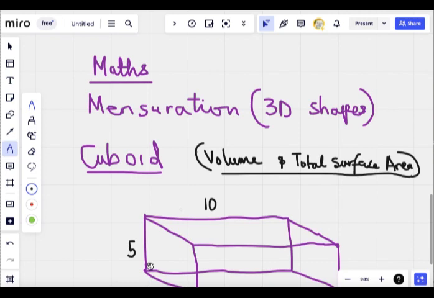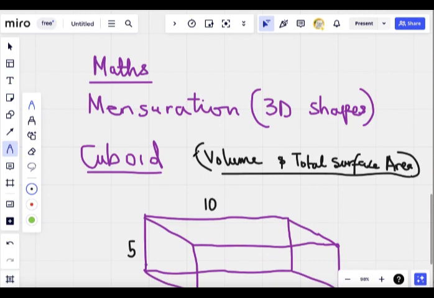Today we will be looking at 3D shapes in mensuration, a topic called mensuration. And mensuration is wide. We have mensuration for 2D shapes, like areas and perimeters of shapes. And then we have mensurations for 3D. So today we're focusing on mensuration for 3D shapes.